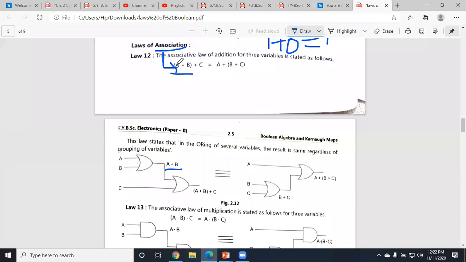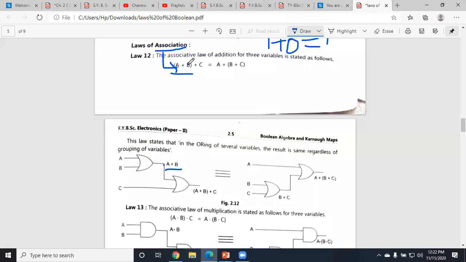Now you have to add this entire thing with C. Try to understand what we are going to do. We have to add this entire addition again with the C. So A plus B I already have at this point, and C is the next variable here. If I use again one OR gate, then what will be the output of this OR gate? A plus B and plus this C. Getting it? It's simple.